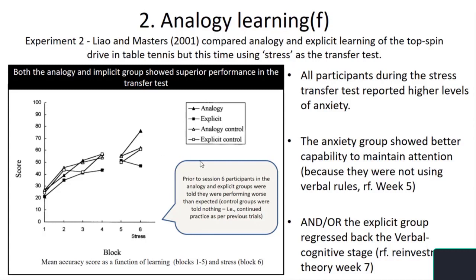And one of the important findings to note is that all the participants who were given these stress instructions also reported experiencing high levels of anxiety. And what's shown is that the explicit learning group show a slight reduction in performance in the stress condition, whereas the analogy group shows a modest increase in performance under stressful conditions.